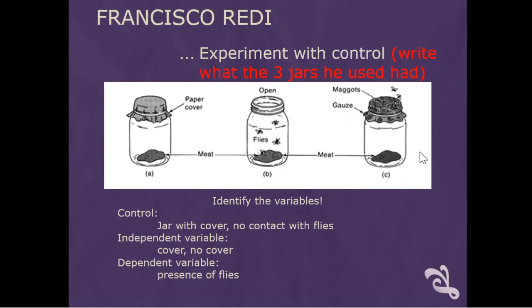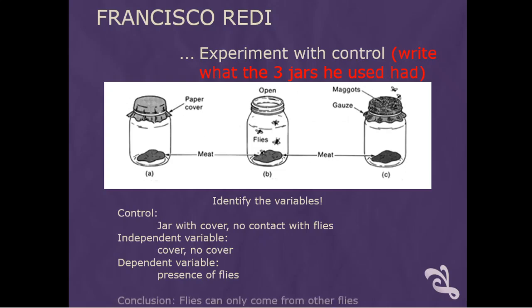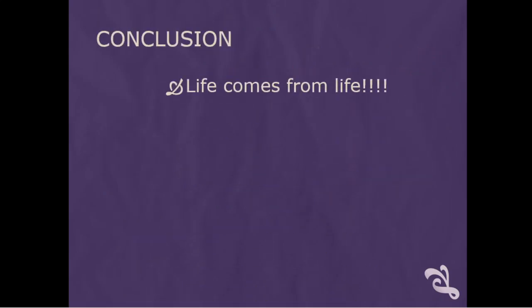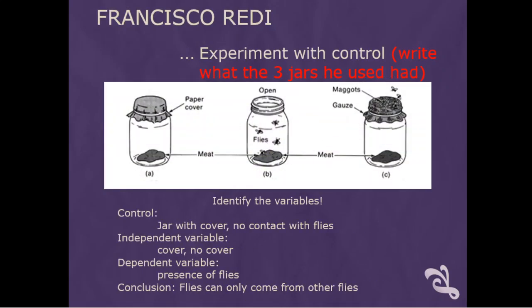Can you imagine? So what he saw in the slide before here, before we go on, is he saw a jar with a paper cover with the rotting meat. Nothing happened. So no smell got out, nothing got out, no flies arrived. The one with the completely open, flies appeared. And the one with the gauze where they couldn't get to the meat, but they could smell it, actually created flies on the top. So they didn't actually come from the meat.